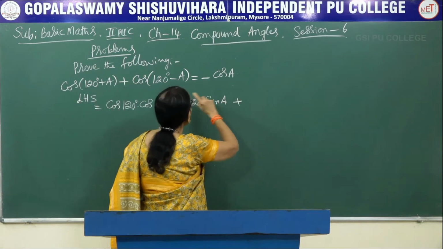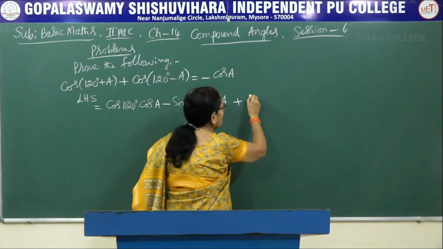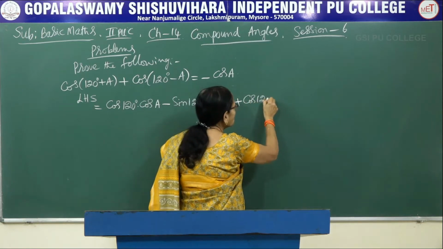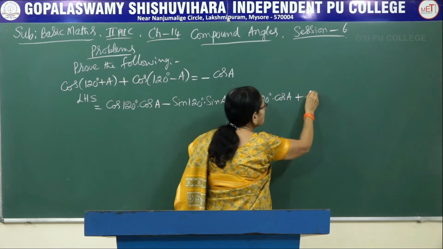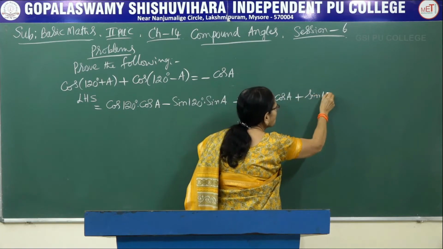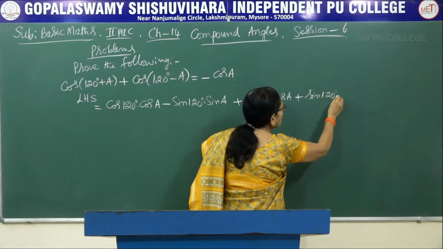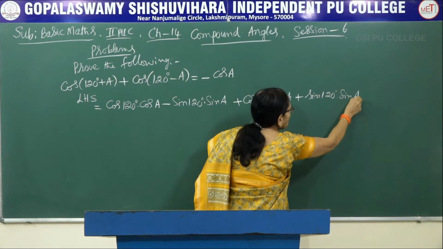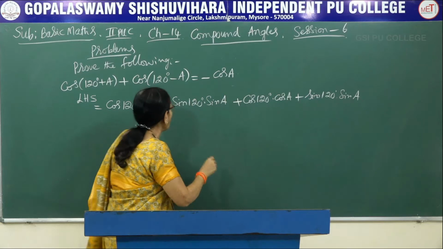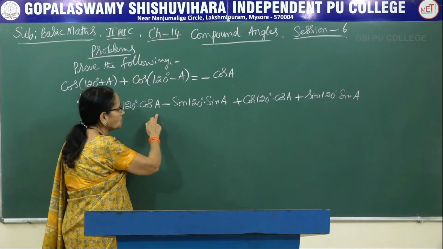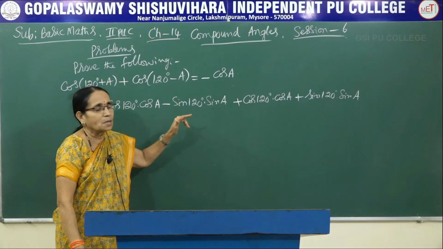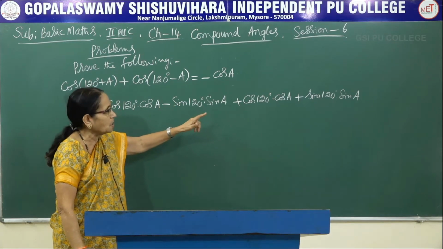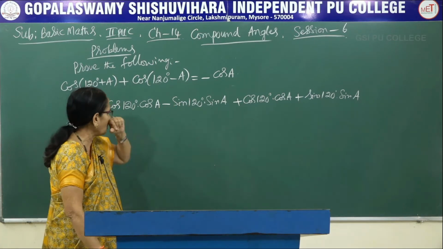It is of the form cos of A minus B. That means cos A into cos B plus sin A into sin B. So, the first one was cos of A plus B, so it was cos A into cos B minus sin A into sin B. The second one was cos of A minus B, so cos A cos B plus sin A sin B.